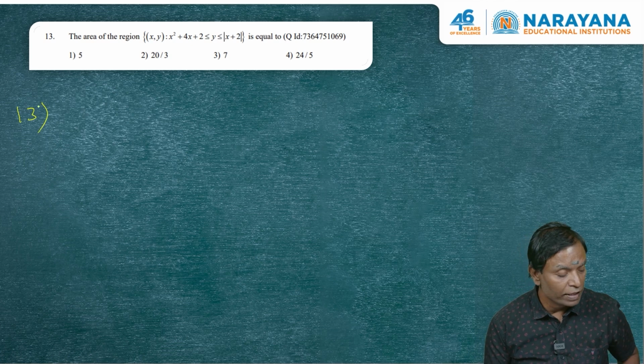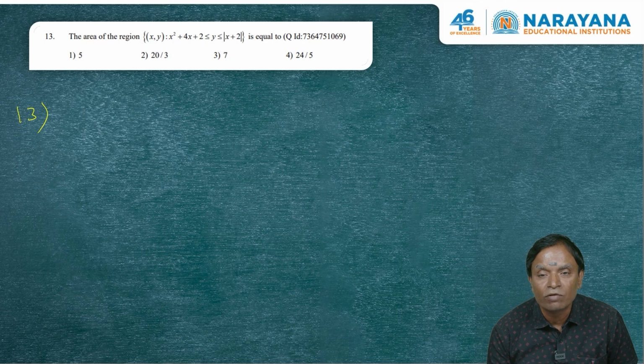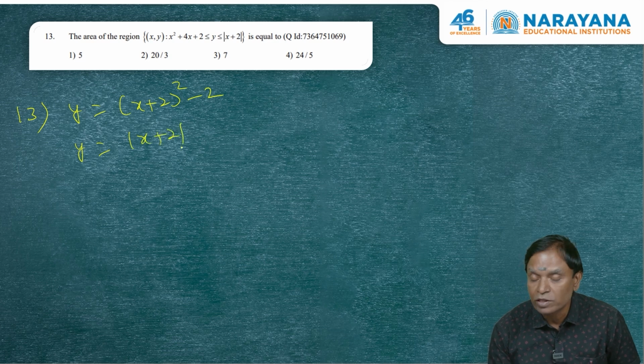Now, area of the region given by x square plus 4x plus 2 is less than or equal to y is less than or equal to mod of x plus 2. You can clearly observe, if I take y is equal to x square plus 4x plus 2, this is nothing but (x plus 2) whole square minus 2. Now the second curve is nothing but y is equal to modulus of x plus 2.